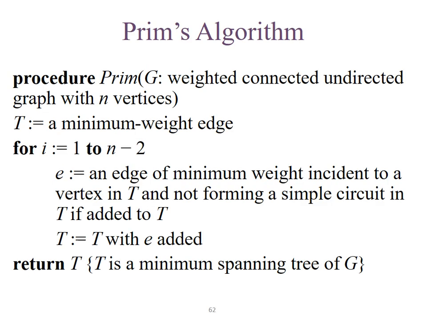Okay, so you can see Prim's algorithm is very easy. Once we have G as our input with n vertices, then we just maintain a tree T with a minimal weight edge. Then we can apply this for loop, and we choose the edge e with minimal weight incident with the current vertex in T, and not forming a simple circuit. If it is true, then we add this edge into the tree T. Then we apply to the next iteration.